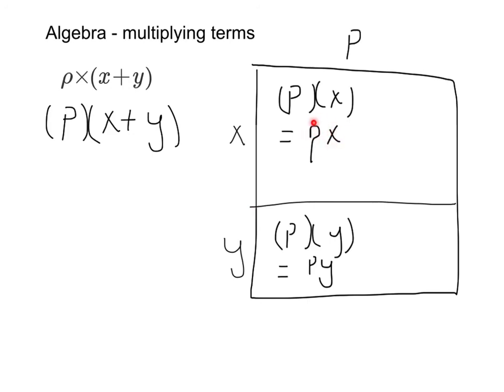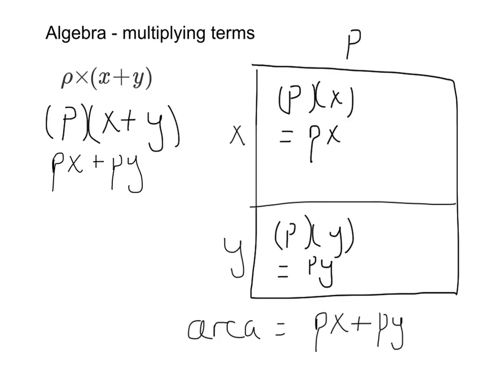So are these like terms, px and py? Nope, because the x and y are different terms. The p's are fine, but the x and y are different. So the area is equal to px plus py. If you're happy to just look at this and go, okay, well, it's px plus py, you might just write down the answer, px plus py. That's all there is to it.